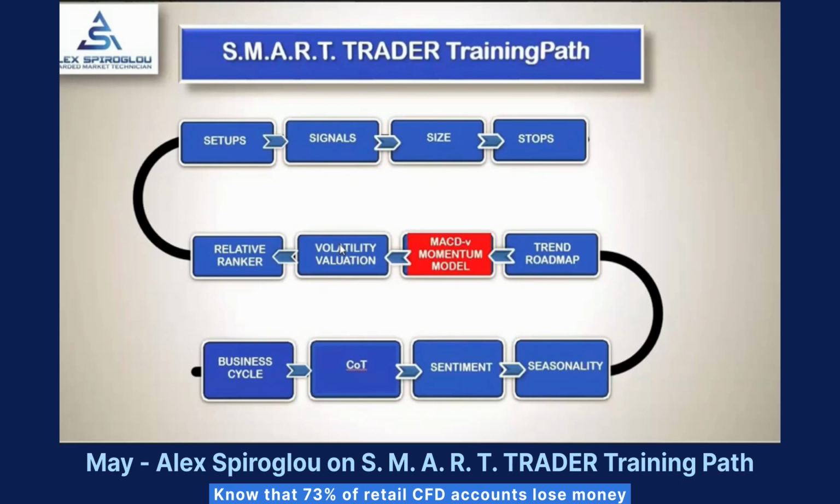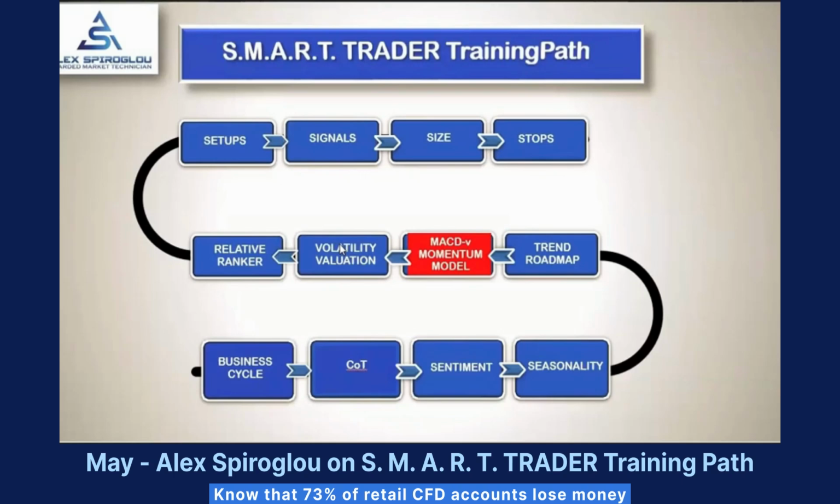The fourth is what I call the relative ranker. If you've got two cars headed in one direction, for example from London to Manchester, going north, you may see their speed, but that's momentum, the speedometer. The odometer is relative strength. One may be halfway the distance, one may already have reached Manchester. So it's always good to see which market has traveled the furthest.